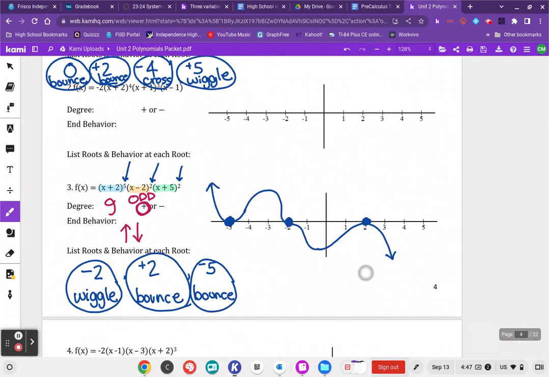There's plenty more for you to practice on, and the answer key is posted on Canvas. So lots and lots of practice.